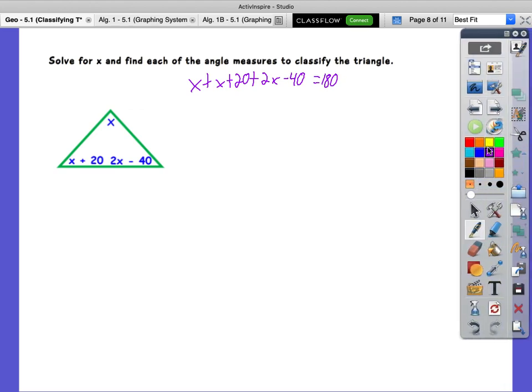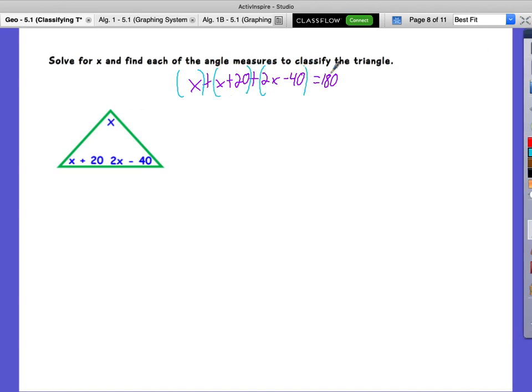It might help you to think about it this way. This is the first angle, this is the second angle, and this is the third angle, in those parentheses. We don't need the parentheses there, but that might help you think of it as adding the three angles together. Okay, can you guys solve this equation? Use your algebra skills to solve it. You'll find x, and then I want you to find all three angles and classify the triangle.